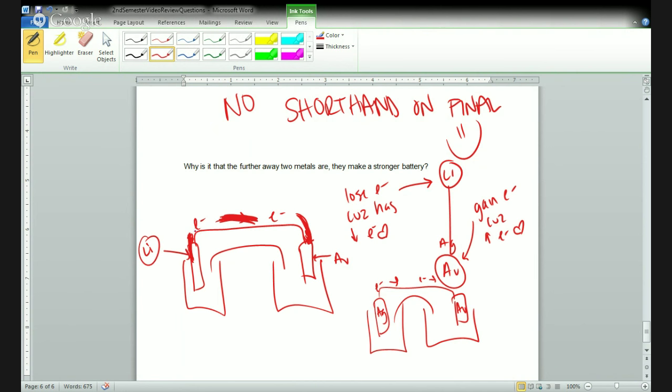So this guy really wants to pump them out, and this guy really wants to gain them, where these guys are really close in electronegativity. So he doesn't really want to lose them, but he will, because he's just a little bit less electronegative than the gold. So it's just going to be a much slower transfer of electrons than the guys that are further apart. And I believe that is our last question.